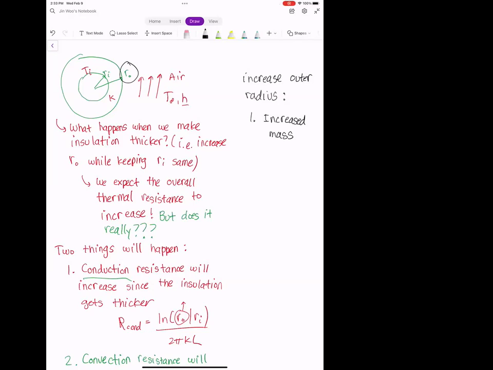Because when you increase the outer radius, you're making your cylinder bigger, and just by making the cylinder bigger, you just have more mass. The other effect that happens, that is kind of unique to radial systems, is that the surface area also increases.